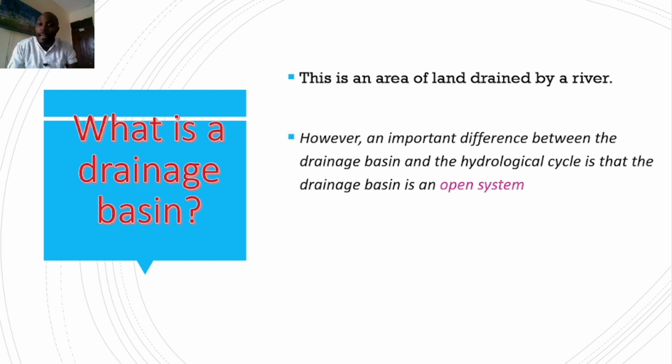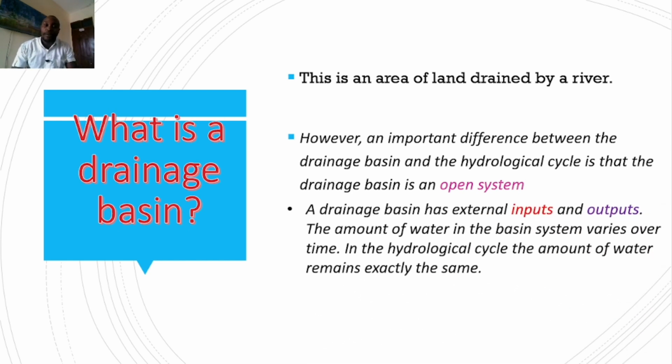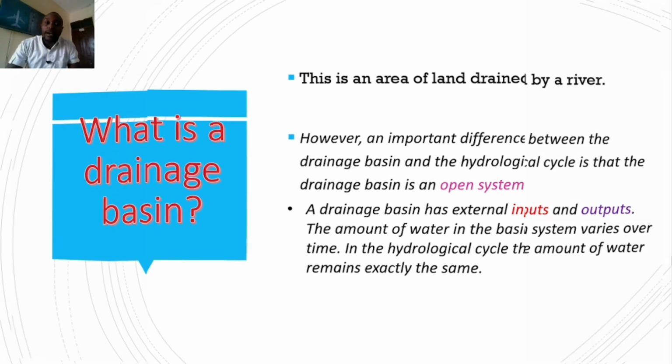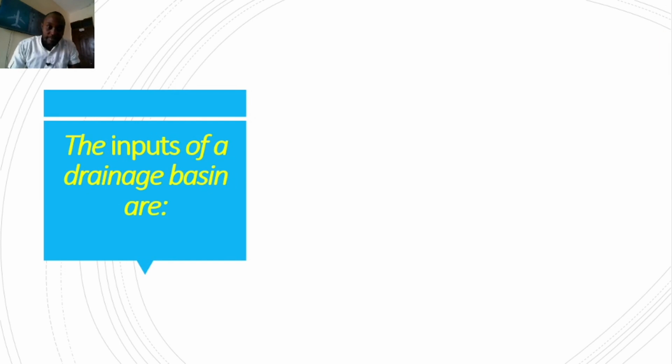However, an important difference between the drainage basin and the hydrological cycle is that the drainage basin is an open system with external inputs and outputs. That's what I've actually talked about. So the amount of water in the basin system varies over time. In the hydrological cycle, the amount of water remains exactly the same. That's why it's a closed system. That's the main difference between the drainage basin and the hydrological cycle. Understood?